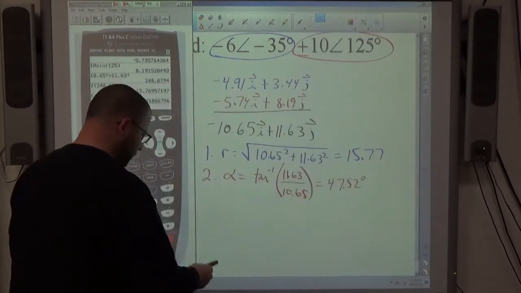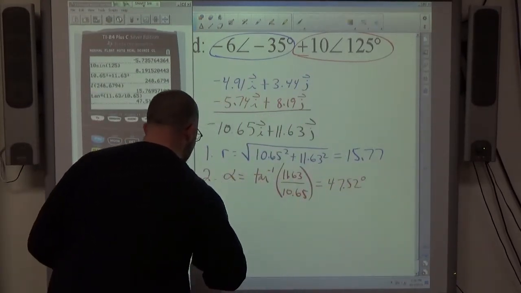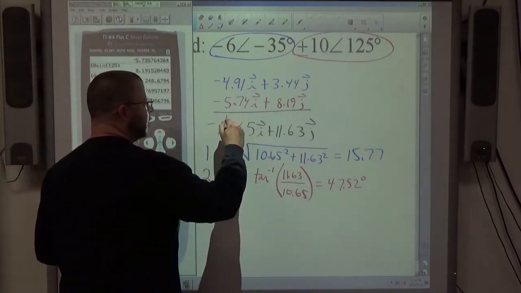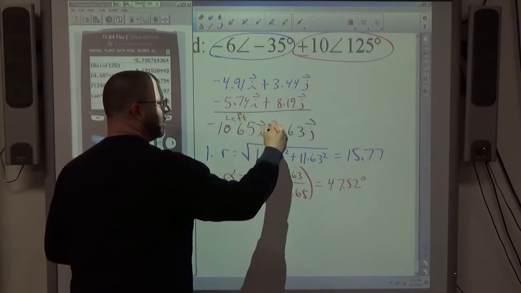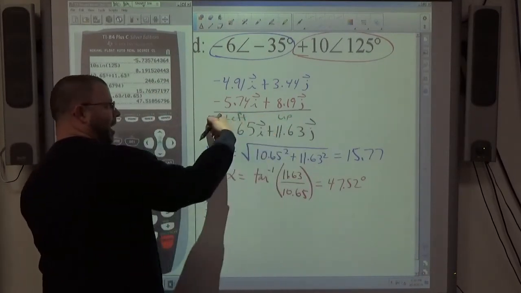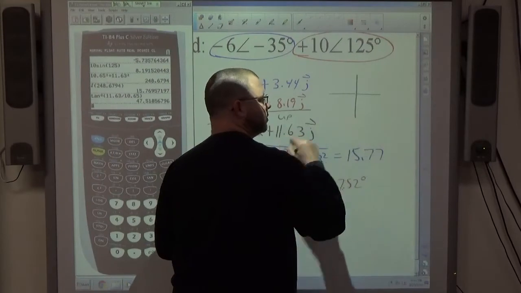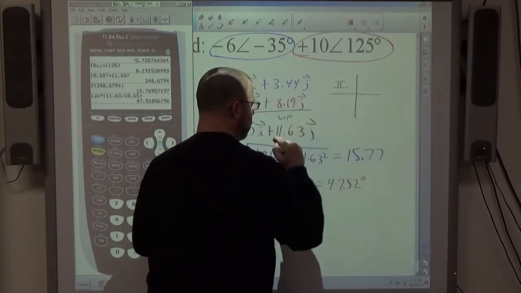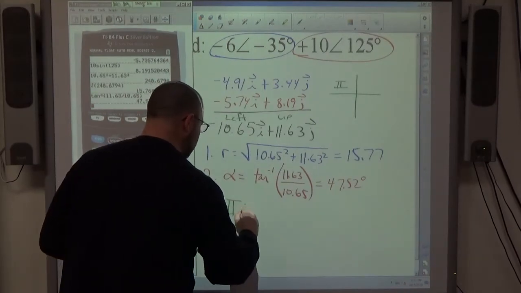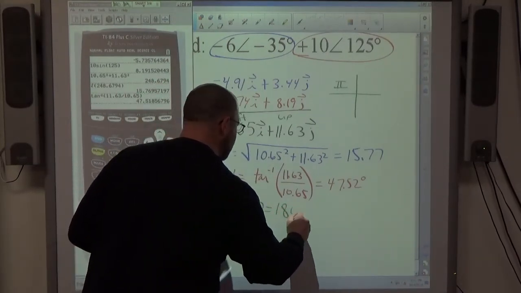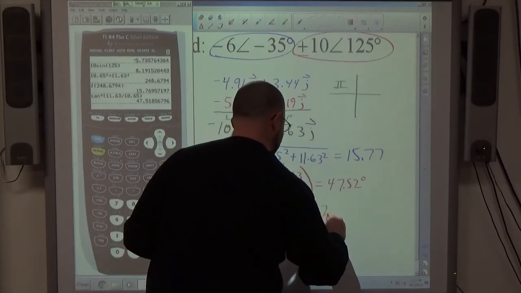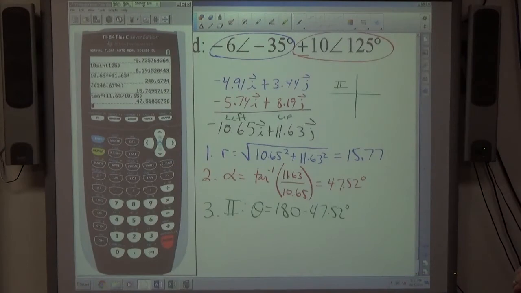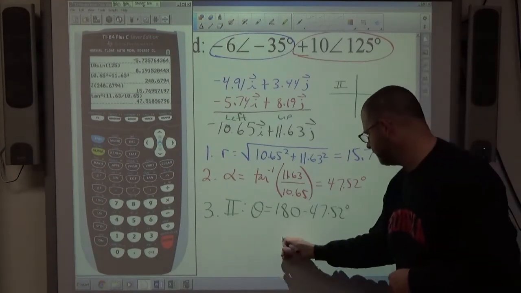And step 3, now's where the minus sign matters. We need to determine a quadrant we're in. If I'm moving left horizontally and up vertically, left and up, imagining a coordinate system here, I go left and up, that puts me into the second quadrant. So in the second quadrant, the rule for theta is 180 minus alpha. So 180 minus 47.52 comes out to 132.48.